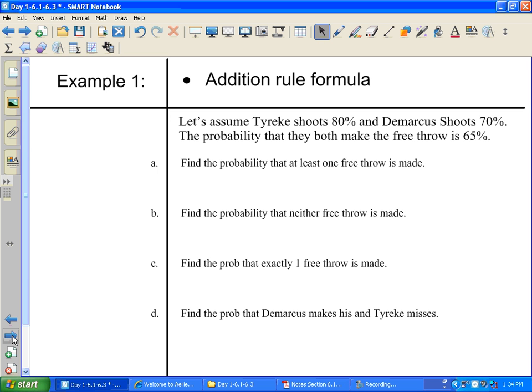Here's what I would do for this. Draw a picture, not a picture of them shooting free throws. Make a Venn diagram picture.